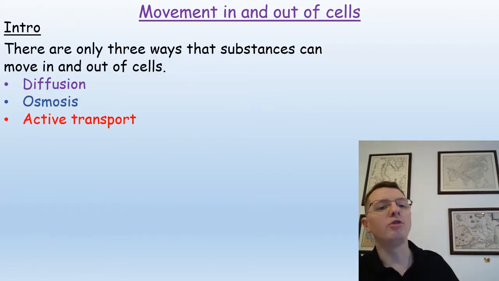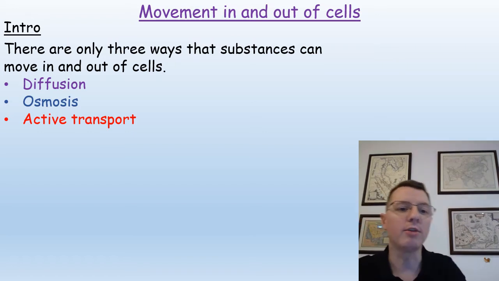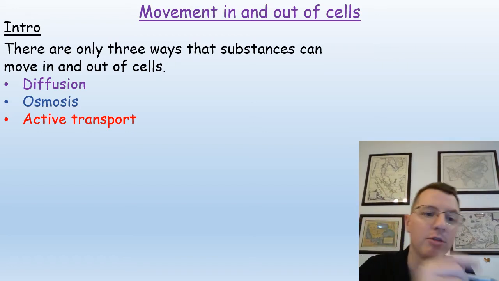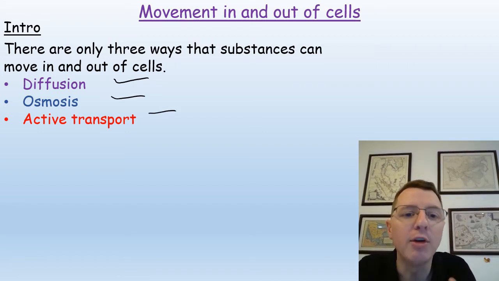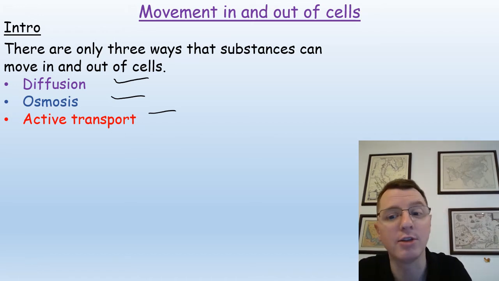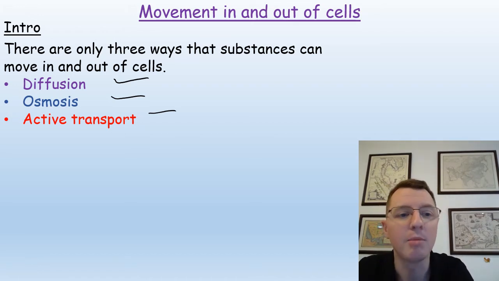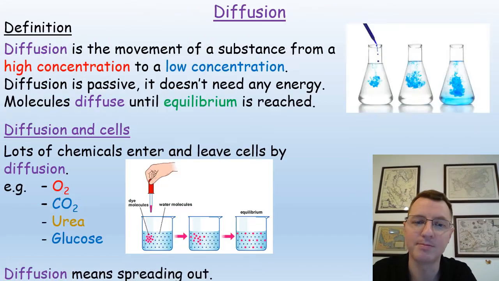So, little introduction. There are only three ways that a substance can move in and out of cells, just three: diffusion, osmosis and active transport. If you ever come across an exam question which is asking you to explain how or state how a substance can move in and out of a cell, you've got a choice of three words. Pick one. It's a 1 in 3 chance. You never know, you might get it right. But let's hope that after watching this video, you'll be better able to get the correct answers.